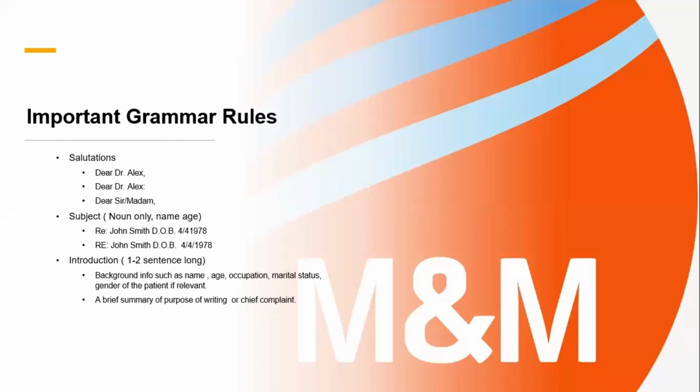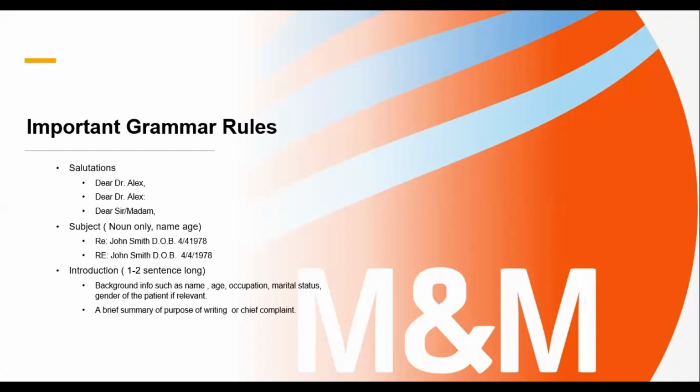Let's say, Dear Doctor. We can put a comma after the name, or we can write it without a comma as well. Then, in the subject line, regarding the patient's name, his age or date of birth can be written. In the introduction part, we need to write certain things, which include your chief complaint, the main issue. You can also write the primary concern in the introduction. So these are some of the rules that you have to follow.